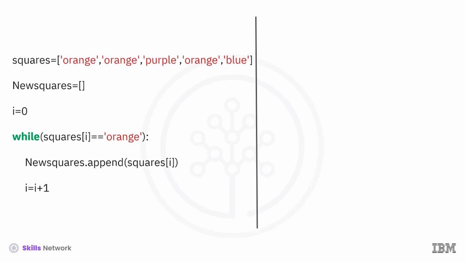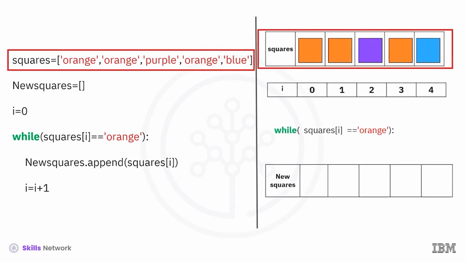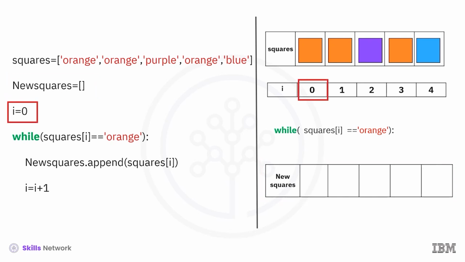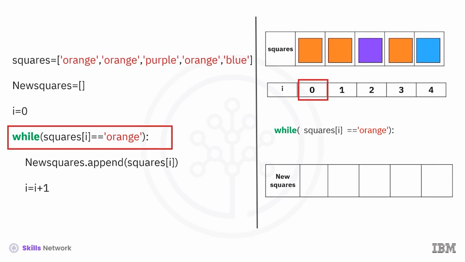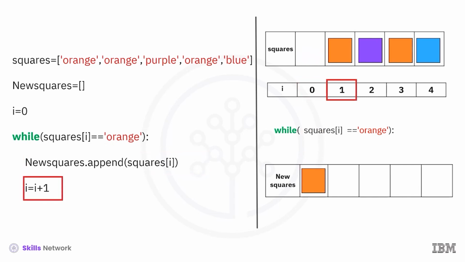Let's use the figure on the left to represent the code. We will use a list with the names of the colors to represent the different squares. We create an empty list of new squares. In reality, the list is of indeterminate size. We start the index at 0. The while statement will repeatedly execute the statements within the indent until the condition inside the bracket is false. We append the value of the first element of the list squares to the list new squares. We increase the value of i by 1.